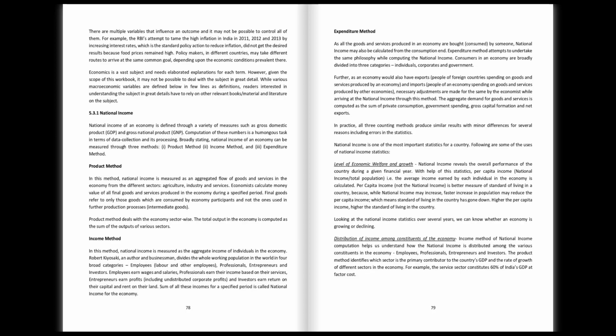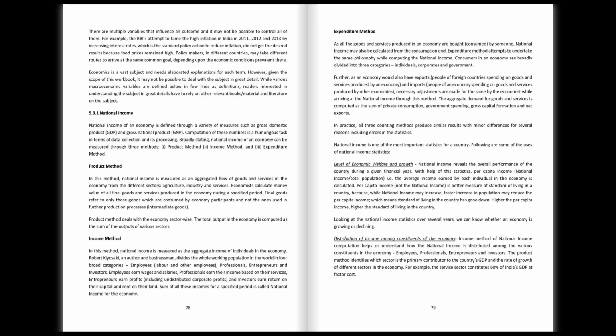Computation of these numbers is a humongous task in terms of data collection and its processing. Broadly stating, national income of an economy can be measured through three methods: 1. Product method, 2. Income method, and 3. Expenditure method. Product method. In this method, national income is measured as an aggregated flow of goods and services in the economy from the different sectors: agriculture, industry, and services. Economists calculate the money value of all final goods and services produced in the economy during a specified period. Final goods refer to only those goods which are consumed by economy participants and not the ones used in further production processes, intermediate goods. Product method deals with the economy sector-wise. The total output in the economy is computed as the sum of the outputs of various sectors.